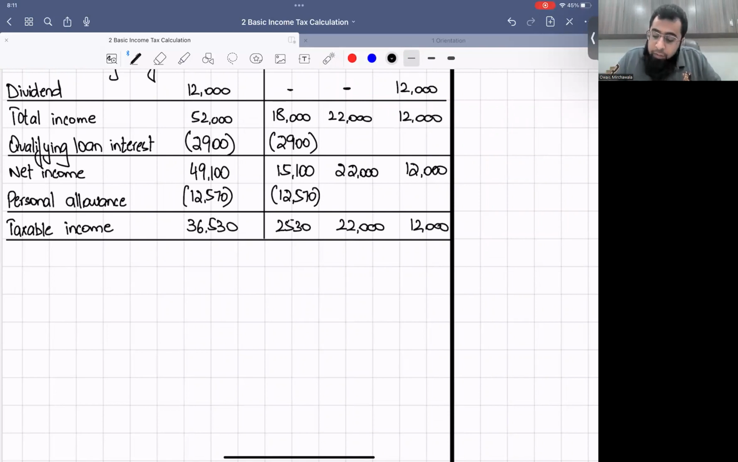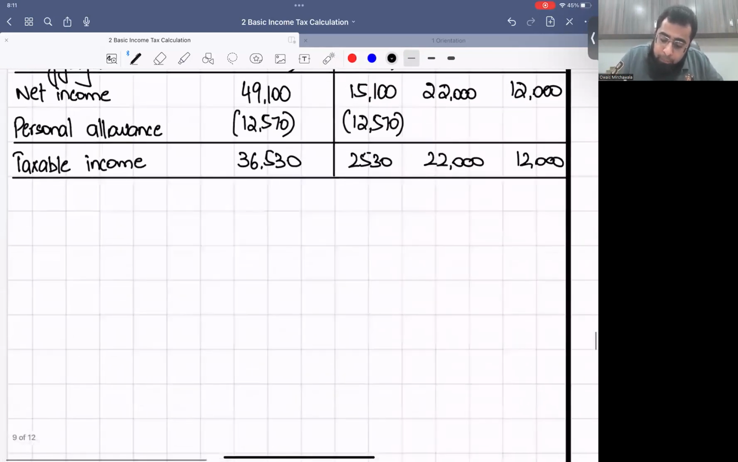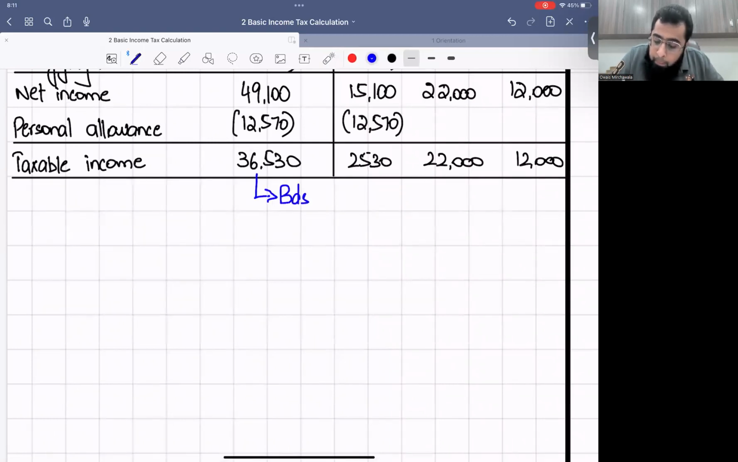Okay. Now, we are a basic rate taxpayer at total taxable income level. Basic rate taxpayer means that the 0% band will be of 1,000 pounds. Let's calculate the tax and then I'll repeat it again.